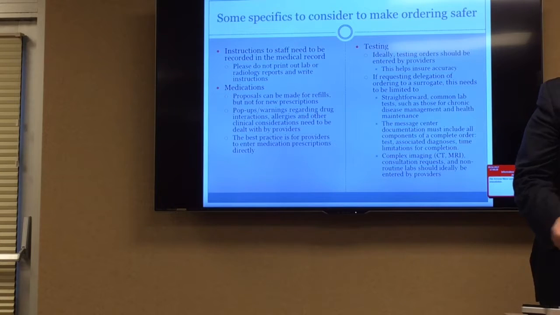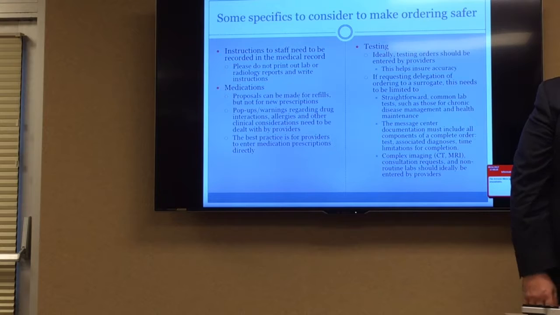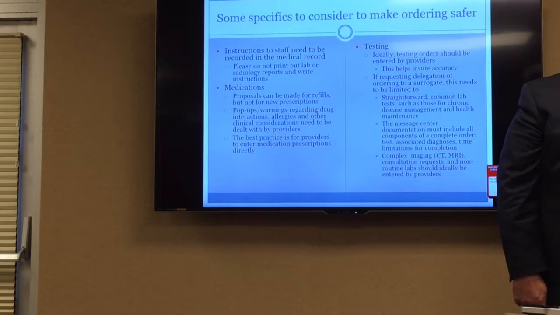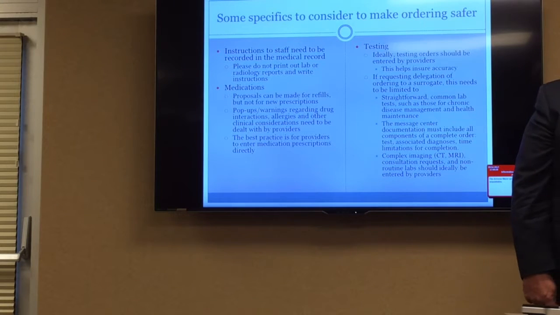So let's talk a little bit about some specifics to consider to make ordering safer. First, any instructions to staff really need to be recorded within the medical record. So please don't print out lab results or x-ray reports and write your instructions to the staff to hand to them or to leave on their desk. That's really not within policy.